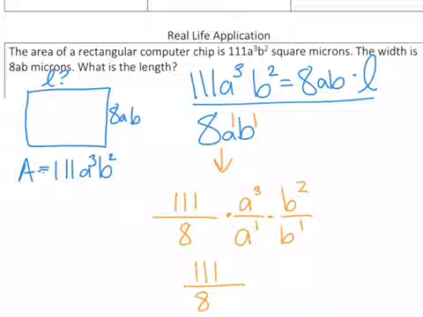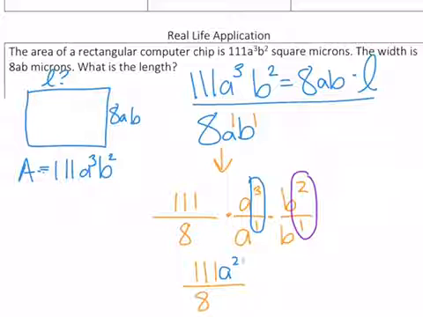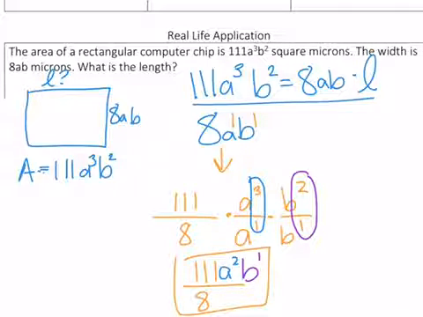Now, we're going to bring back this division property where if we're dividing with the same base, we subtract the exponents. So it becomes a to the second power. And then the same thing here with b's exponents. So we subtract, so it's b to the first power, or you could just keep b by himself. And they are on top of the fraction. So that is what we have as the length, 111 times a squared b over 8. And it is microns. We want to label our answers always. And that's your answer.